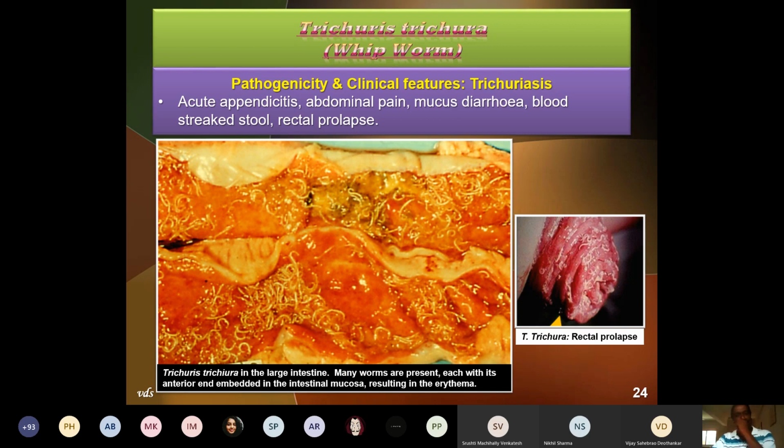Now, here you can see the excised intestine showing a number of adult worms. In such an infection, the site of localization is usually the cecum and the vermiform appendix. Parasites present near the appendix may invade it, giving rise to acute appendicitis, and it is often related to rectal prolapse. Clinical features include acute appendicitis, abdominal pain, mucus diarrhea, blood streaks in stool, and rectal prolapse.